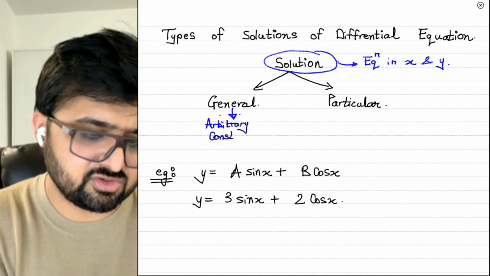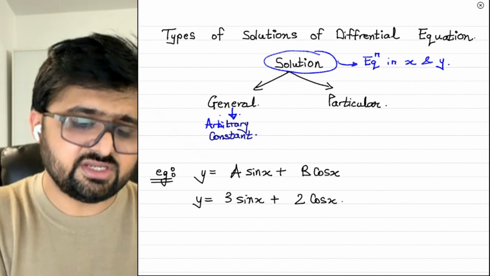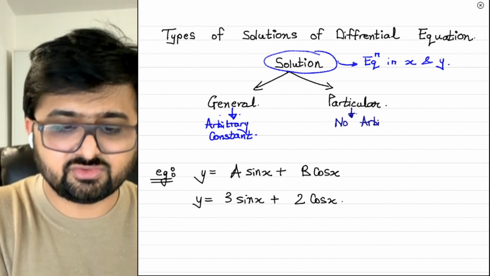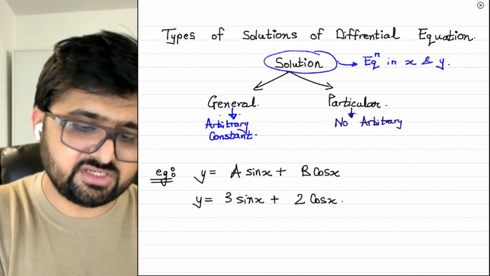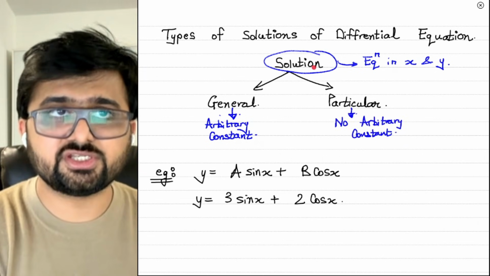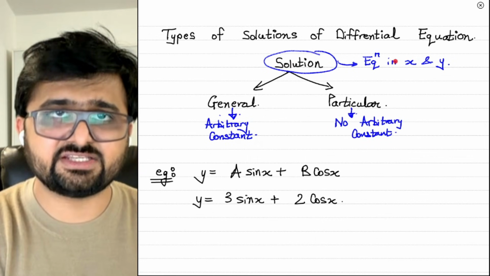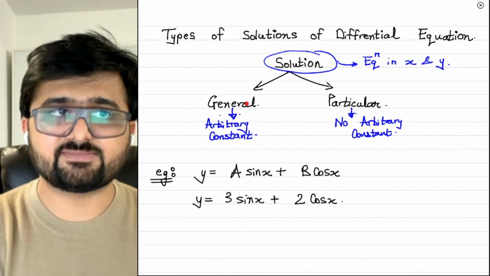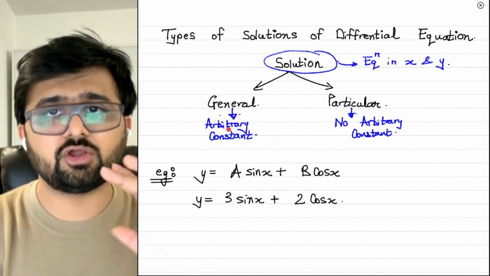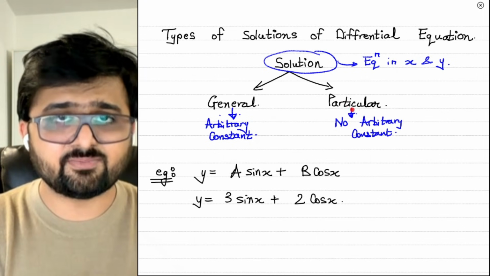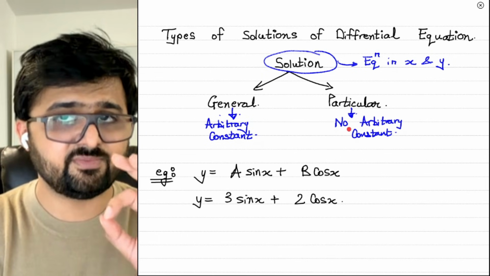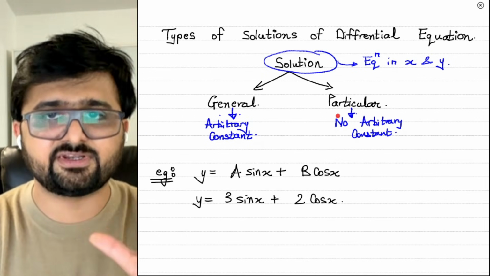A general solution is a solution that contains arbitrary constants, and a particular solution is a solution with no arbitrary constant. Okay, I hope that makes sense. So a solution of a differential equation is an equation in x and y, and it can be of two types. A general solution involves one or more arbitrary constants, and a particular solution doesn't have any arbitrary constant at all. So remember, a particular solution doesn't have any arbitrary constants.